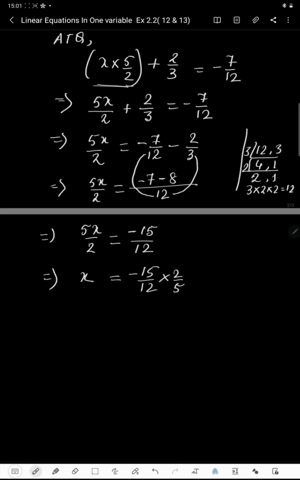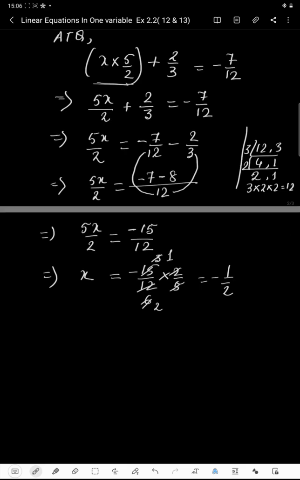This I told you before: if there is any fraction and we transpose it to the other side, it will be the reciprocal. So 5 by 2 will be 2 by 5. 2 will go up and 5 will come down. Now 5 threes are 15, 2 ones are 2, 2 sixes are 12. Now 3 ones are 3, 3 twos are 6. So the value of x will be minus 1 by 2.